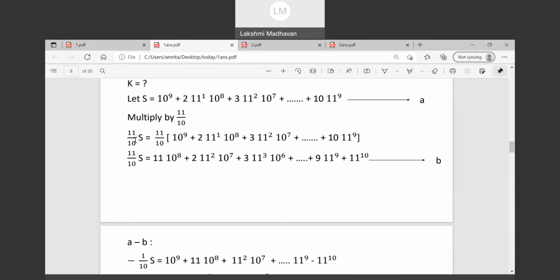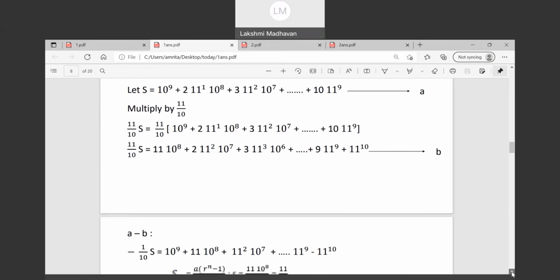So it's like S minus 11 by 10 S. So after subtracting this, this will become S minus 11 by 10 S. So I have minus 1 by 10 S. Then here 10 raised to 9, no term is there. So 10 raised to 9 is there. 2, 11, 10 raised to 8 minus 11, 10 raised to 8. So it will be 11, 10 raised to 8. Then the next one is 3. So just subtract the whole terms, and in the end you will have this term also. It's just minus 11 raised to 10. So we have two terms here. The first one is 10 raised to 9 and the second one is minus 11 raised to 10.